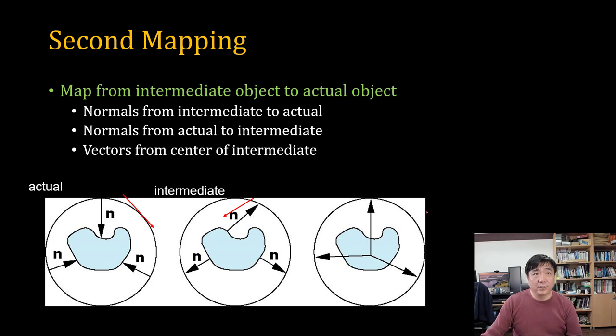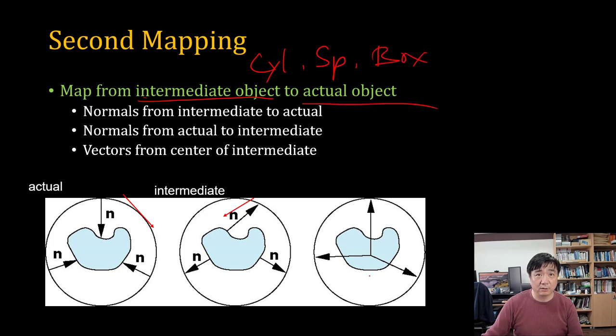We call that a two-step mapping. We assume some intermediate object, for example a cylinder, sphere, or box, and then we can map onto the actual object with ray shooting or some projection. Okay? That is possible. We call it two-step mapping.